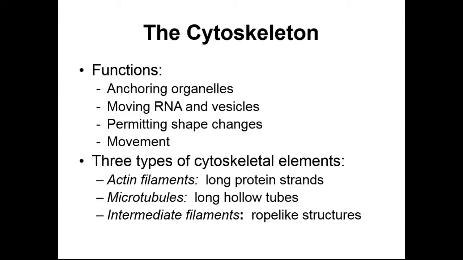Within the cytoskeleton, there are three primary elements. We have actin filaments, microtubules, and intermediate filaments. Our actin filaments are the thinnest structures, the smallest strands within the cytoskeleton. The microtubules are the largest structures within the cytoskeleton. They are long and hollow compared to the very thin and narrow actin filaments. And then we have intermediate filaments, which are in between actin and microtubules.